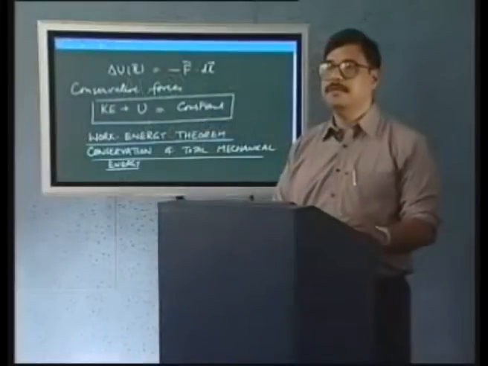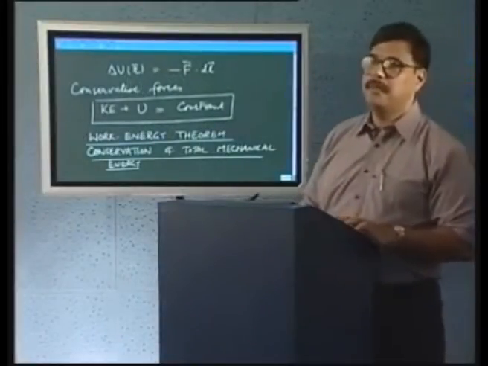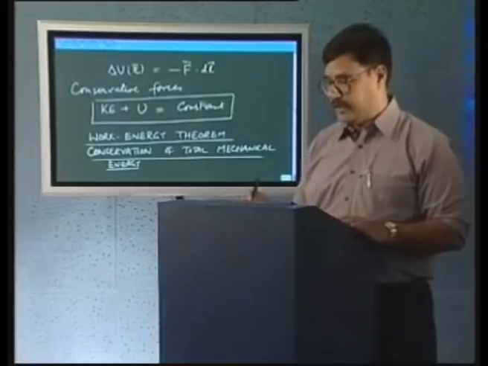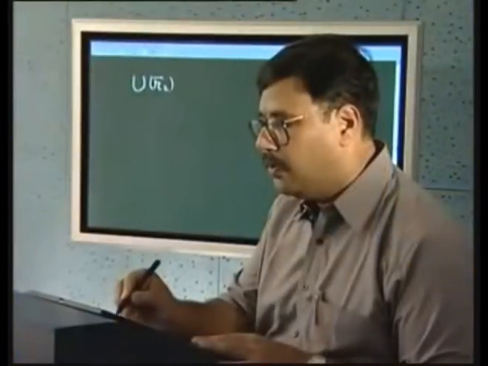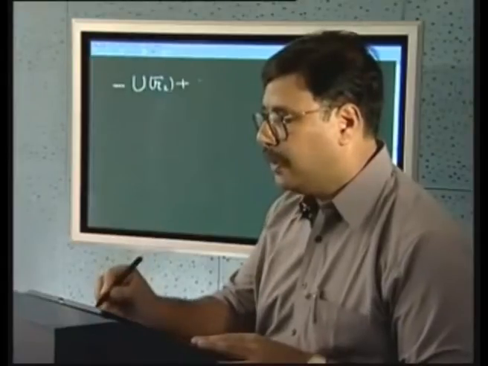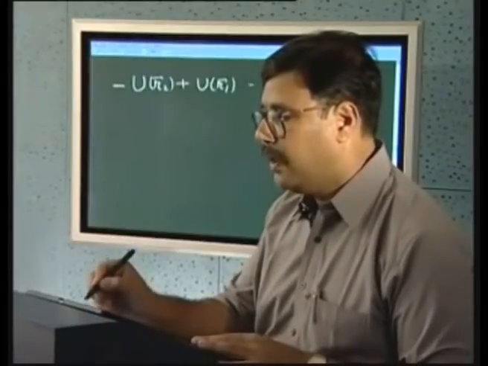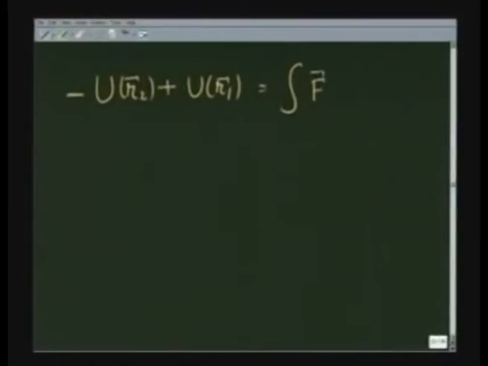Before their application and discussing more about them, I want to spend some time to get a feel for the potential energy. I define the potential energy as U(R2) minus U(R1) as the integral of F dot dl from R1 to R2, and I am not writing any path in this because this is defined only for those forces for which the work done is path independent.